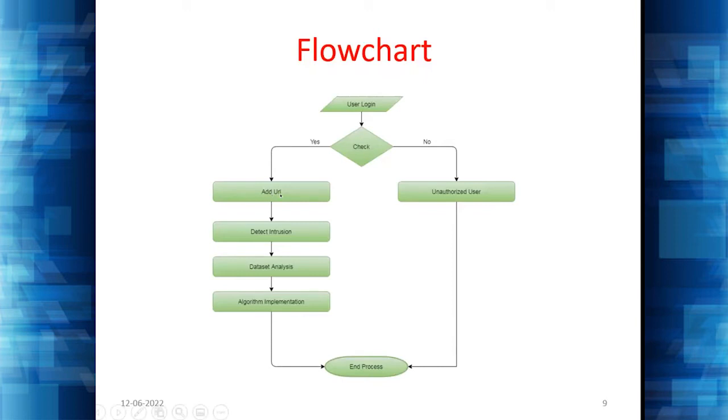to the add URL version. When the user gives the URL, it will check for intrusion detection. Then it will check the existing dataset to see whether it is available there or not. Then it will assign the severity accordingly.